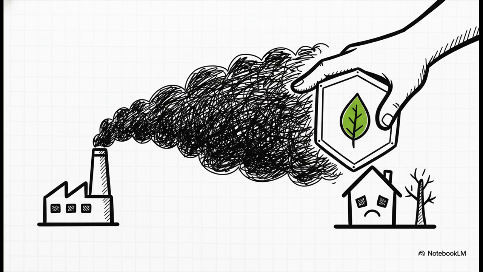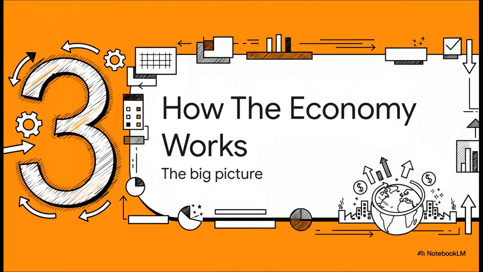A classic example is pollution. A factory just doing its thing might pollute the air. That creates a cost for everyone else that isn't reflected in their product's price. In cases like that, that's where a government might step in with rules to try and clean things up for everyone. So we've gone from your own decisions to how we all interact.